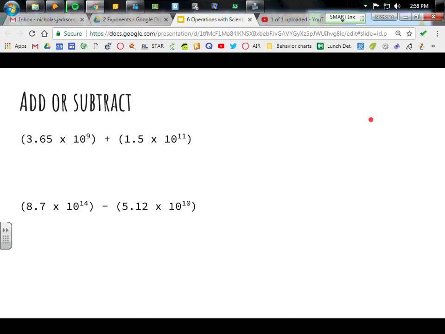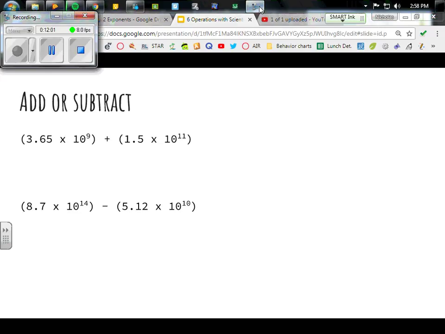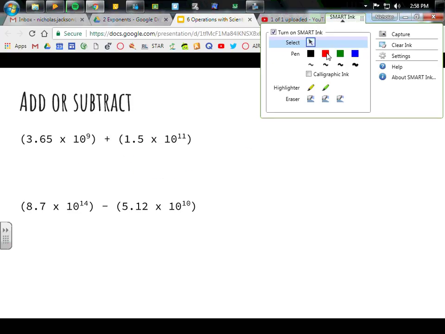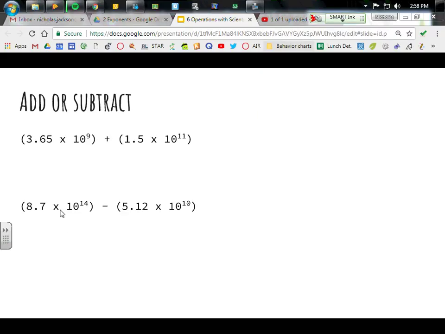Seems complicated. Let's see how we would do a couple of these. So let's just do one. Let's do the subtraction. So 8.7 times 10 to the 14th minus 5.12 times 10 to the 10th. So factor out the difference here. So this would be 8.7 times 10 to the 4th times 10 to the 10th minus 5.12 times 10 to the 10th.